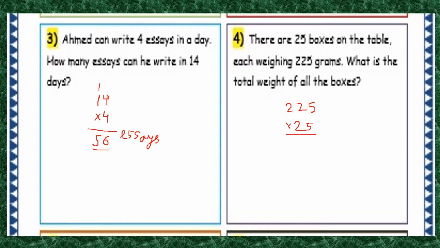Now multiply, children. 5 5s are 25. So 5 you will write. First you will multiply 225 with 5. So what it is going to give you, just see. 5 5s are 25. 5 here. 2 carry. Now 5 2s are 10 plus 2 is 12. Now 2 here and 1 carry. Then 5 2s are 10 plus 1 carry is 11.